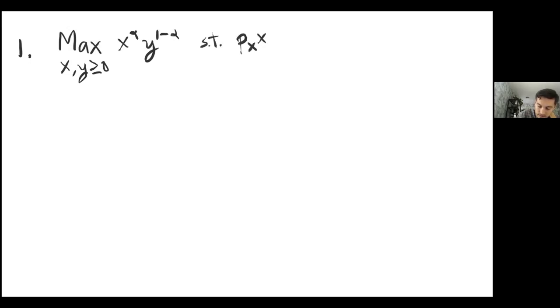The problem said to maximize over X and Y, they had to be positive, the utility function of X to the alpha, Y to the 1 minus alpha, such that the budget constraint had to be satisfied. I should have a little dot there. I think I put equals M here, although you could easily imagine it being less than or equal to M.